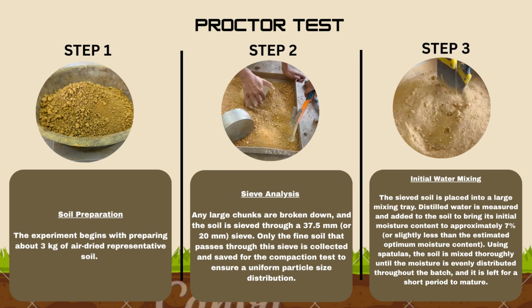Step 3. Initial water mixing. The sieved soil is placed into a large mixing tray. Distilled water is measured and added to the soil to bring its initial moisture content to approximately 7% or slightly less than the estimated optimal moisture content. Using spatulas, the soil is mixed smoothly until the moisture is evenly distributed throughout the batch and it is left for a short period to mature.